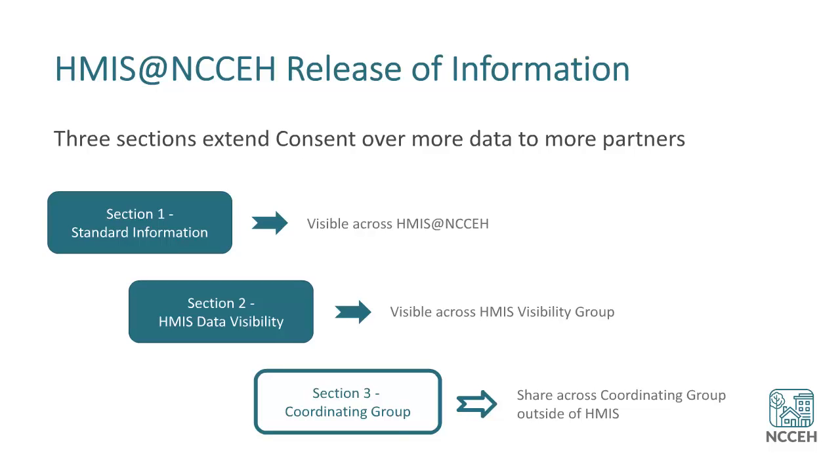Okay, so let's review. Three sections extend consent over more data to more partners. Section 1, for standard information, makes data visible across HMIS at NCCEH. Section 2 for HMIS data visibility extends visibility across a HMIS visibility group, and that group is referenced online. Section 3, the coordinating group, shares across the coordinating group outside of HMIS.